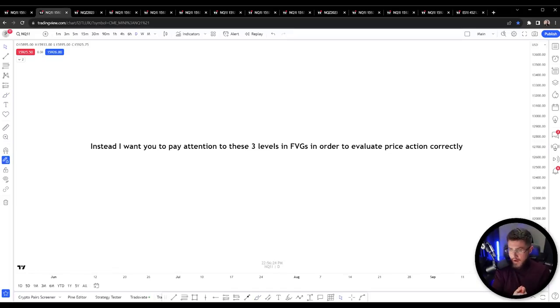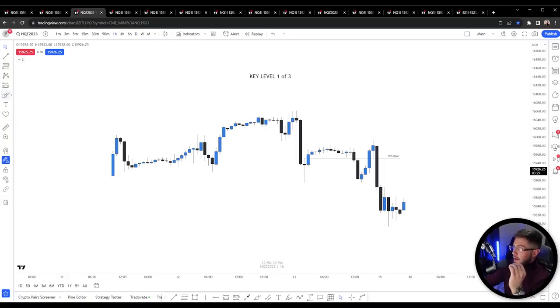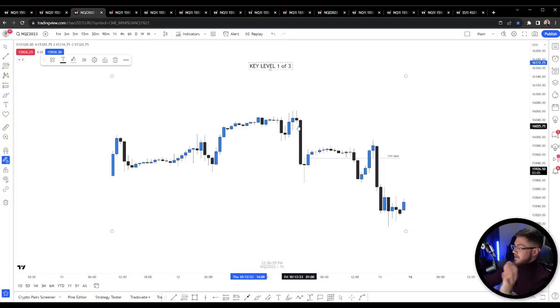So the key level #1 we're going to be talking about is going to be the fair value gap open. So if we are looking at a fair value gap, the open is going to be at the bottom of a bearish fair value gap, or it's going to be at the top of a bullish fair value gap. It's just going to be wherever the beginning of the fair value gap is, the first area that price will trade into when it hits it.